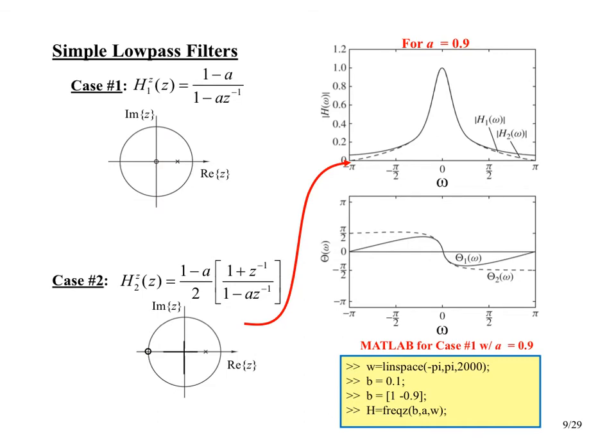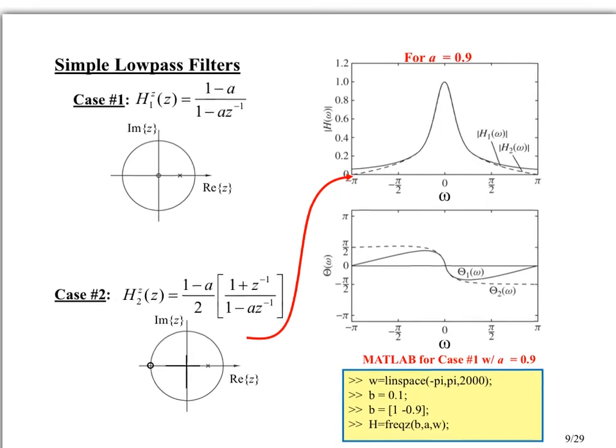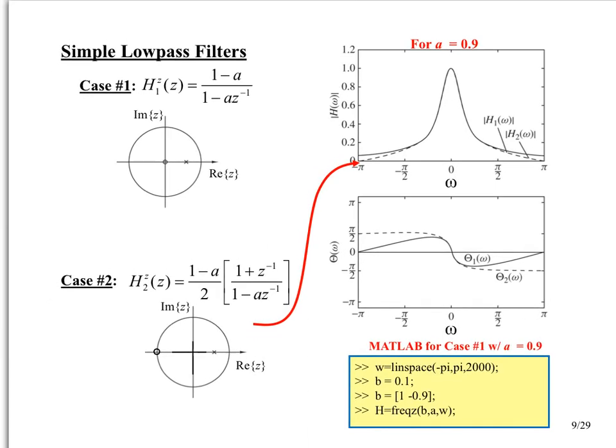But so we want a 0 at z equal to minus 1, so this term will give us that 0.